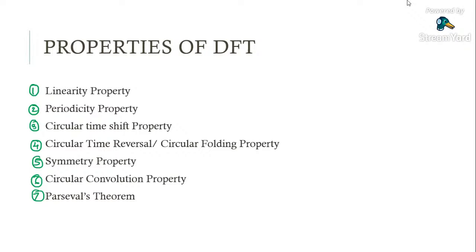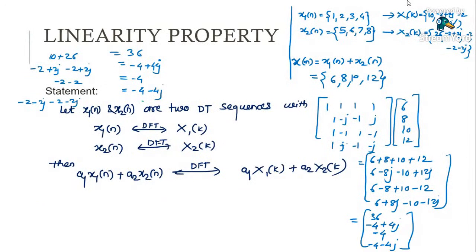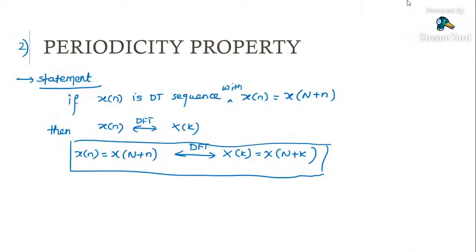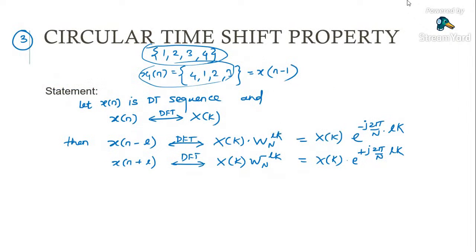That is linearity property, periodicity property, circular time shift property, circular time reversal, symmetry, circular convolution, and Parseval's energy theorem. Then we have the periodicity property: if the input x of n is periodic, then the output x of k is also periodic. Then we discussed circular time shift. If x of n has DFT x of k, then x of n minus L will have DFT x of k times W to the power Lk. So it is called the circular time shift property.